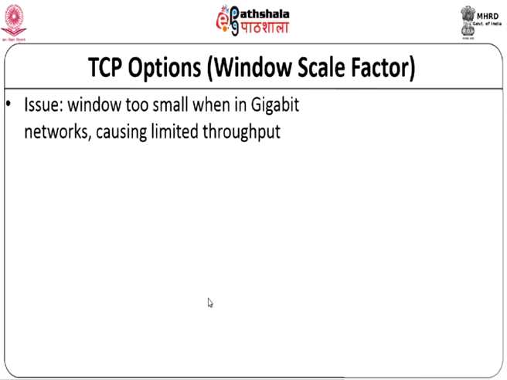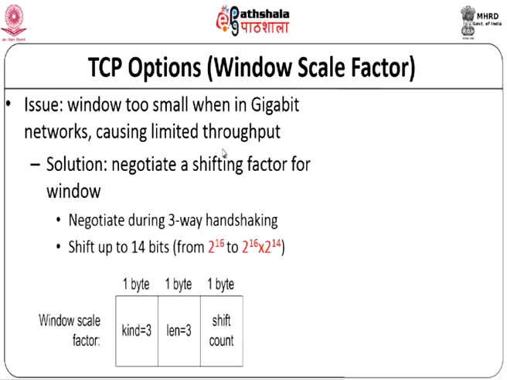If you look at this window scale factor, it has been proposed to address one particular issue. The issue is that the window is too small, especially in gigabit networks, because you only have about 16 bits to specify the window size, which means only about 64 kilobytes can be the window size, and a 64 kilobyte window can easily get exhausted in a gigabit network. So the throughput that you can support is limited by this window size. So can we increase the window size? How do we increase it, because only 16 bits are available? You can't add more bits in the header.